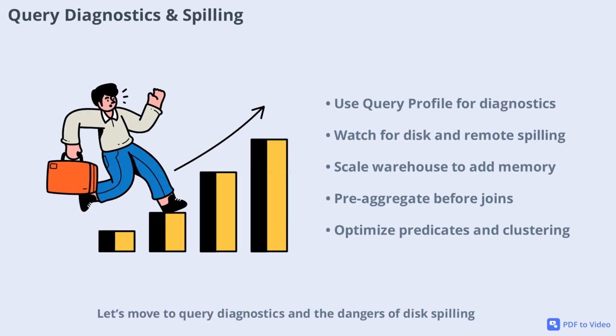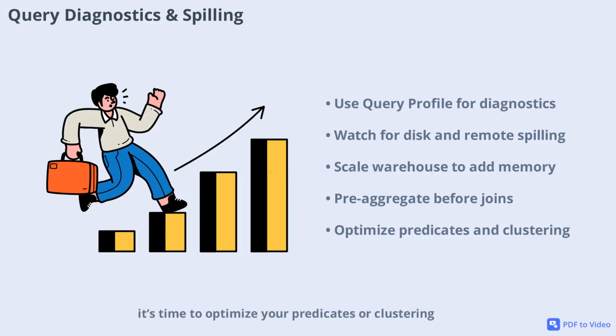Let's move to query diagnostics and the dangers of disk spilling. Snowflake's Query Profile tool visualizes every step of your SQL execution, highlighting bottlenecks like table scan or join filter. If you see high operator expenses or full table scans, it's time to optimize your predicates or clustering.